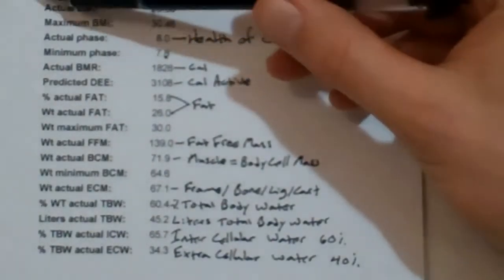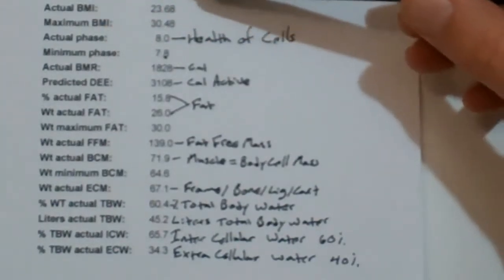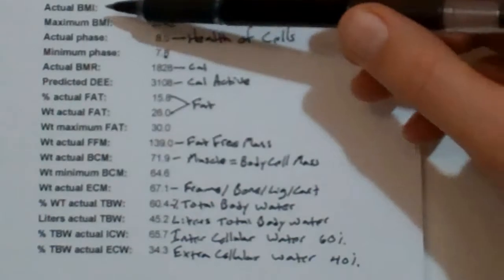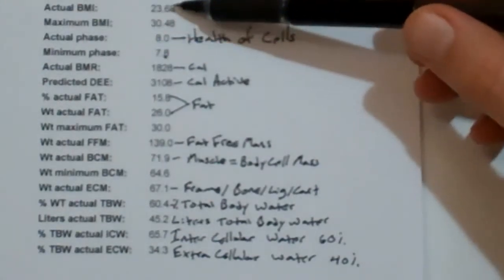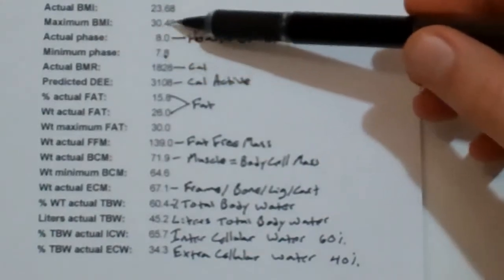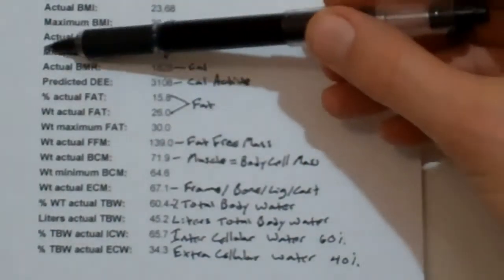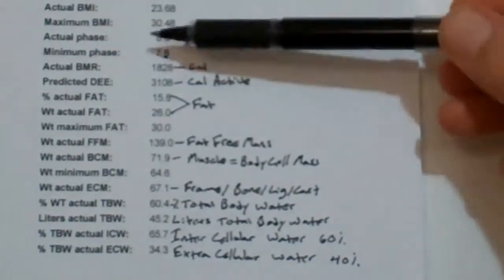The computer spits out an ideal desired weight for you. That's not something I pay a ton of attention to. BMI, body mass index, again, not something I pay a lot of attention to. Maximum BMI, again, not that important. Where I start looking is when we get to this thing called actual phase. That's the phase angle.